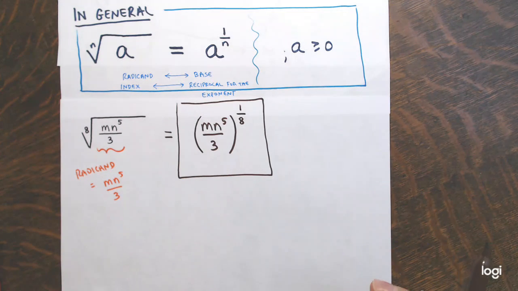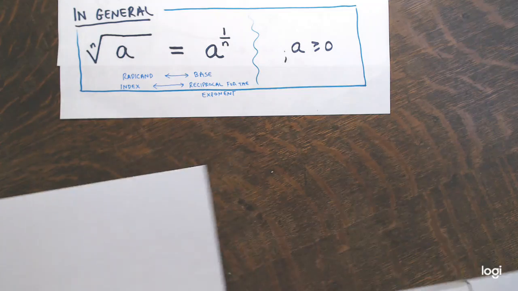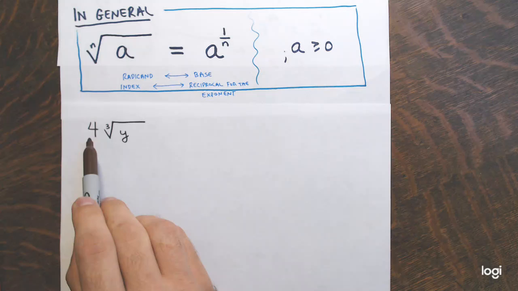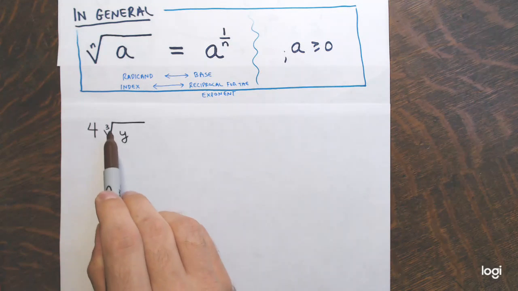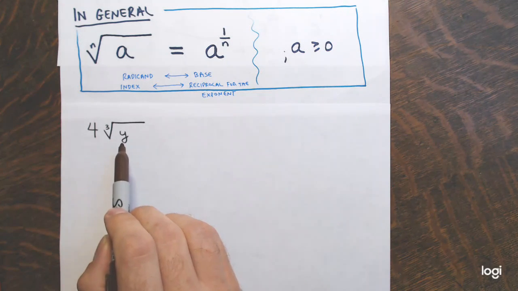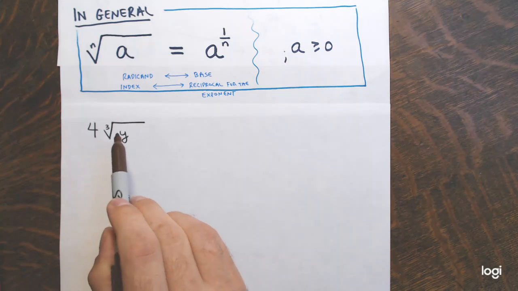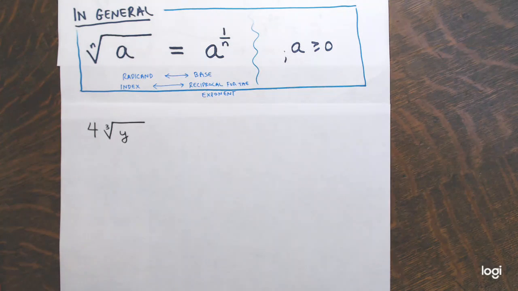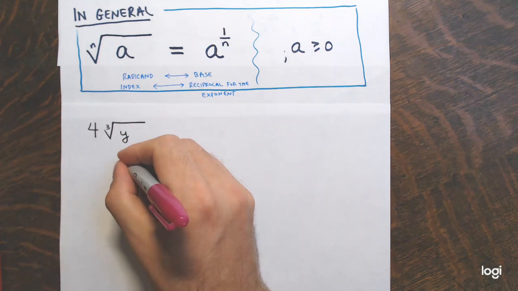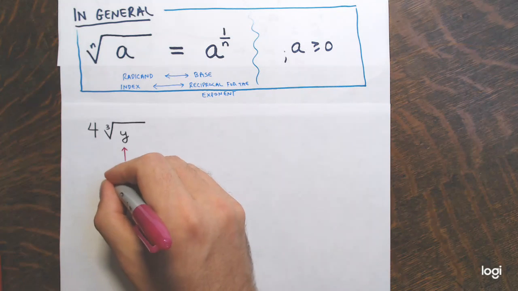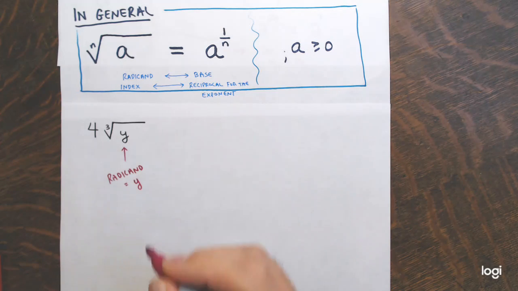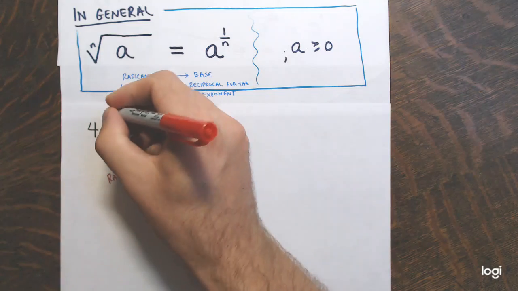All right, one last one. Now pay attention again here. I have 4 times the cube root of y. The 4 is not part of the radical. It's not part of the radicand. The only thing that's the radicand here, the expression underneath the radical symbol, is that variable y, and that's it. And the index is 3 on this radical.